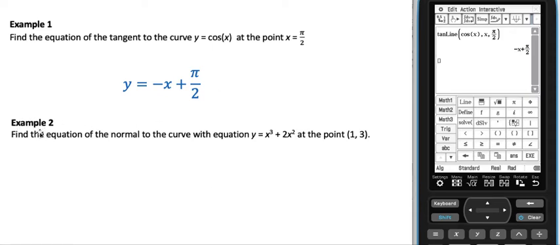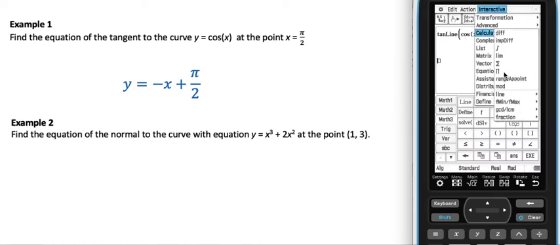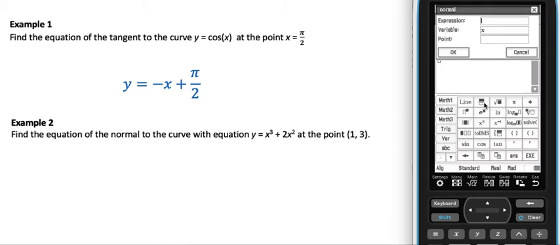Okay, example 2. Find the equation of the normal to the curve with equation y equals x cubed plus 2x squared at the point 1, 3. So back into our calculator, interactive, calculation, line, but this time we're using normal instead of tan line because we're trying to find the equation of a normal. So same deal, the expression is just the right-hand side of your equation.